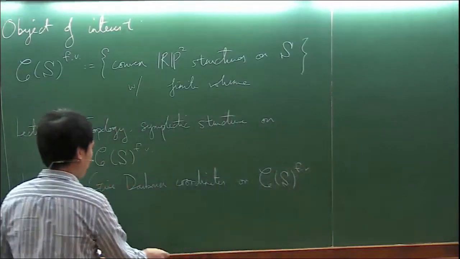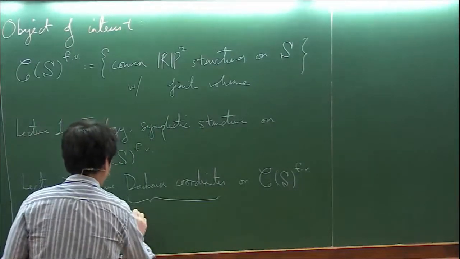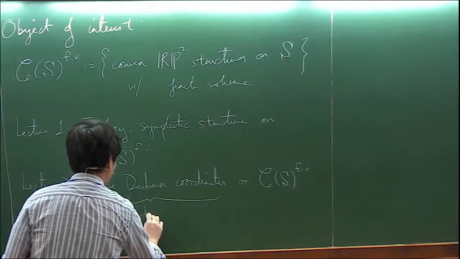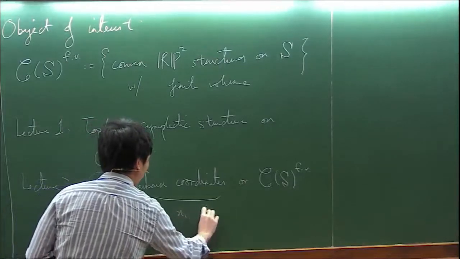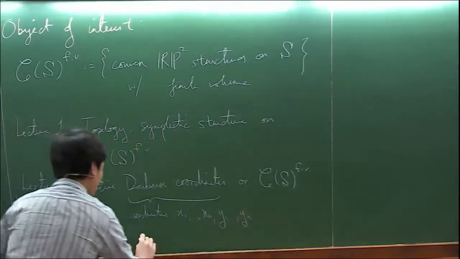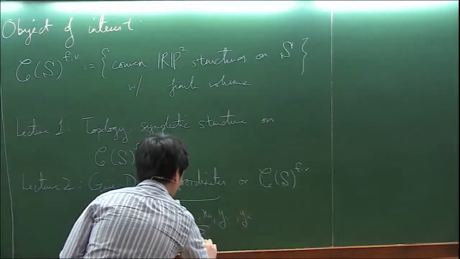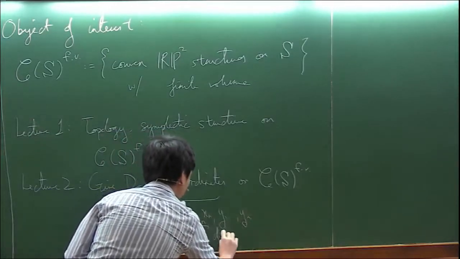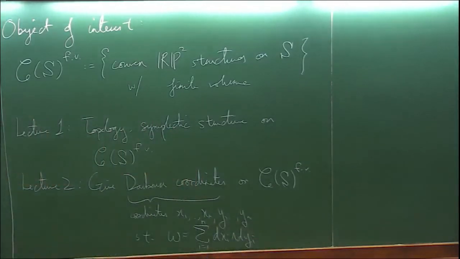What do I mean by Darboux coordinates here? Well, here I have a symplectic form. This means that you can find coordinate functions x1 to xn and y1 to yn so that your symplectic form omega can be written as the sum from i equals 1 to n of dxi wedge dyi. This is as explicit as you can get in terms of describing a symplectic structure and the topology.